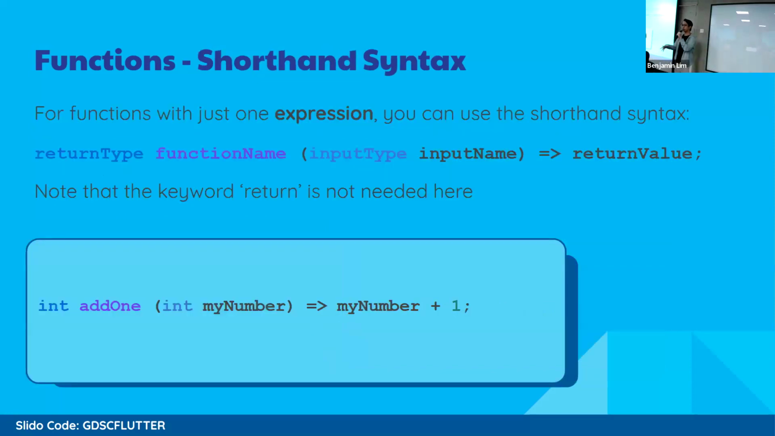So in Dart, you can also simplify functions. So just now there was the regular syntax. This is the shorthand syntax. So over here, note that the curly brackets are no more. Instead, we use this arrow, which is like the equal and the greater sign. And the return keyword is not there anymore. You just return the expression by itself. So this is a shorthand syntax. You use it when you just have one expression only.